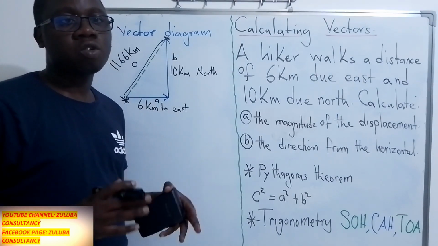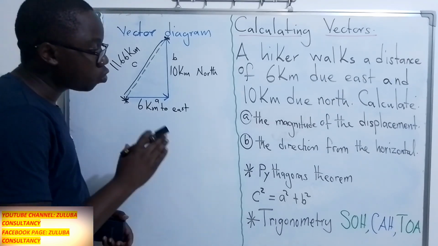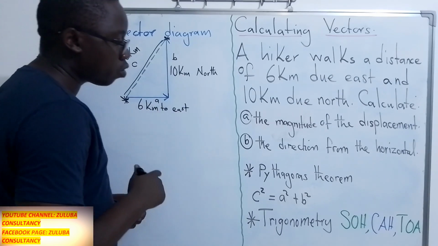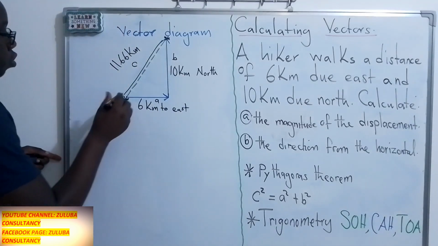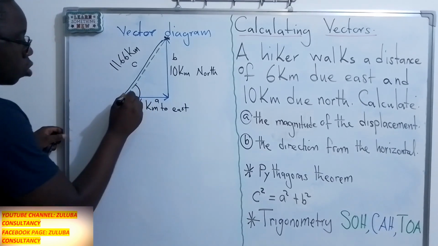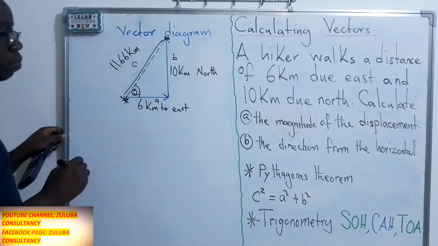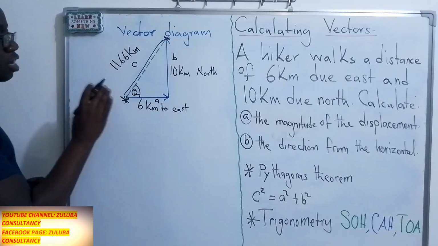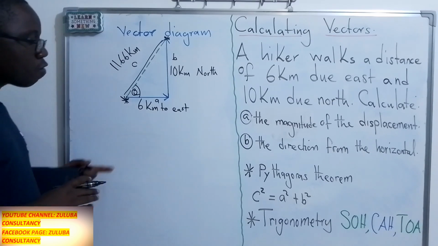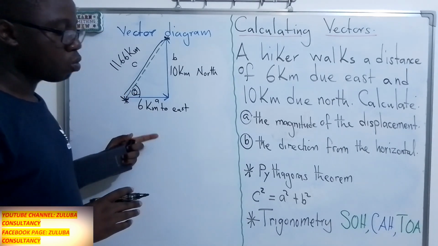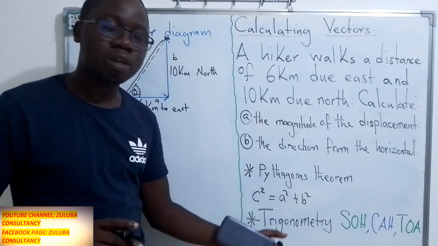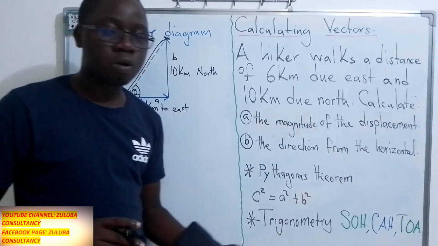Let us look at the second question. It is asking us to calculate the direction of this hiker from the horizontal. So from the horizontal, it is this angle made here. This angle can be given as theta. That is the direction made by this hiker. Now, for you to calculate this angle, we need to use the principle of trigonometry, in particular SOHCAHTOA.